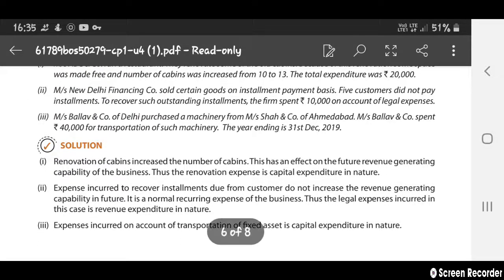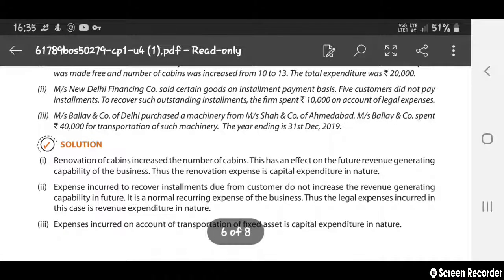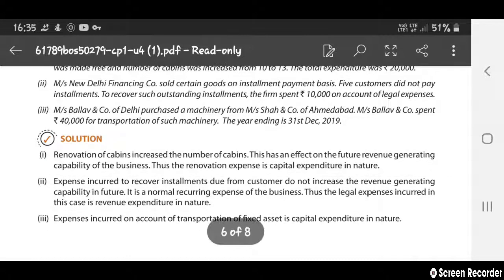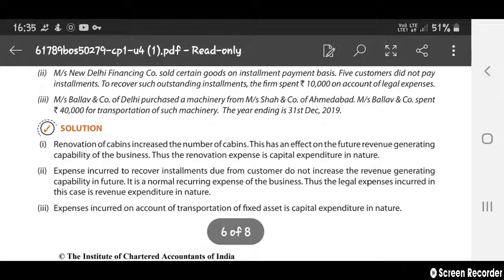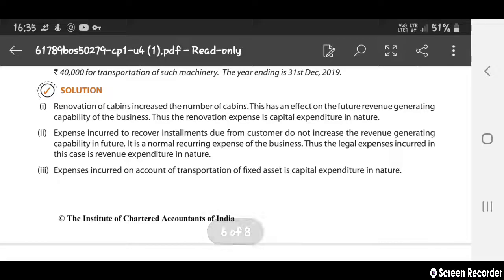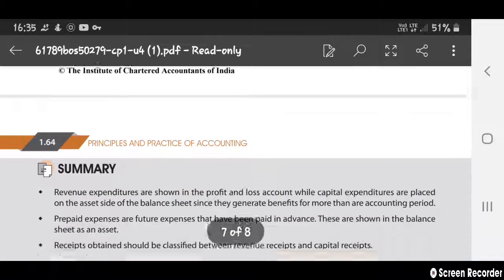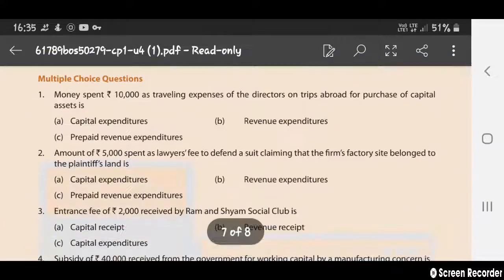Messrs. Pallav and Corporation of Delhi purchased machinery from Messrs. Shah and Corporation of Ahmedabad. They spent 40,000 for the transportation of that machinery. The year ending is 31st December 2019. So expenses incurred on account of transportation of a fixed asset are capital expenditure.